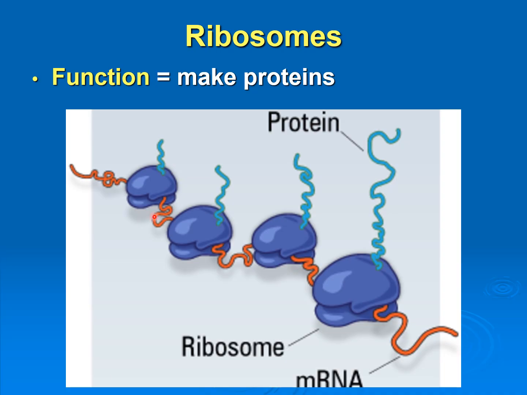And then here are the ribosomes. So the ribosomes are in blue here. And we're going to talk about how they work a little bit later, but their job is to make the proteins that the genes on the DNA are encoding. So the ribosomes will make the proteins.